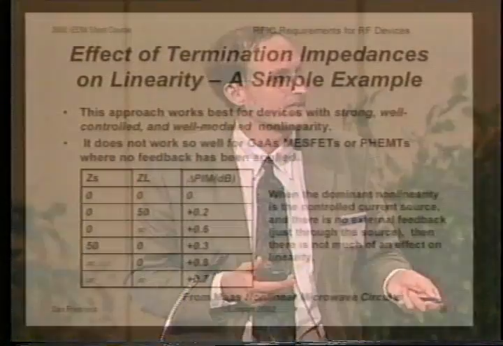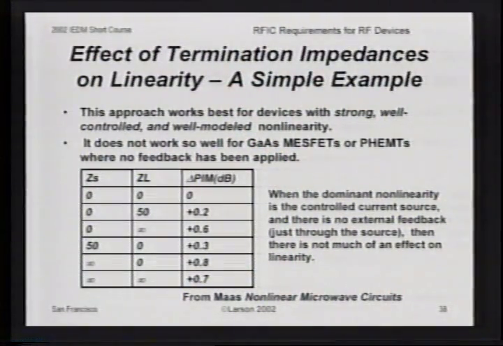Now, as it turns out, this technique doesn't work so well in gallium arsenide technology, like with MESFETs or PHEMTs, and it's also somewhat less effective with CMOS devices. This is an example from Dr. Steve Moss, where he basically varied the source and load impedance at the second harmonic for a gallium arsenide PHEMT device, and he only saw about a 1 dB change in linearity.